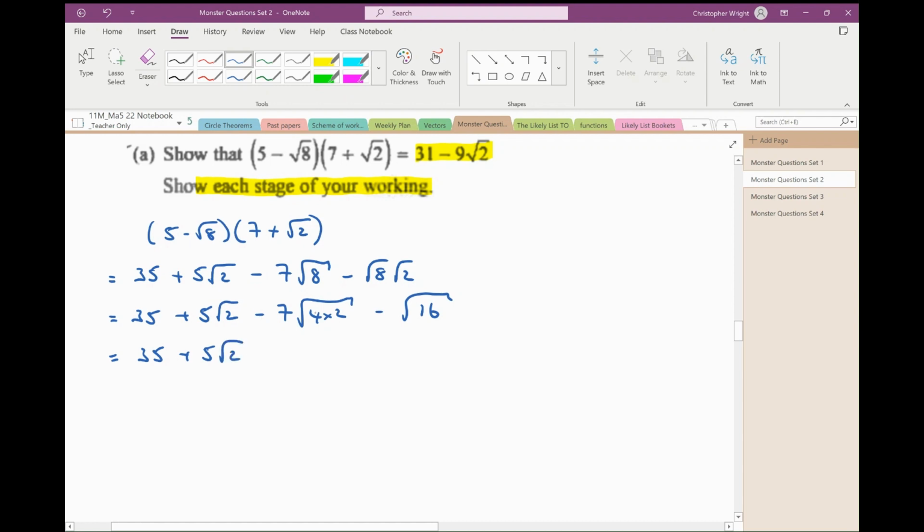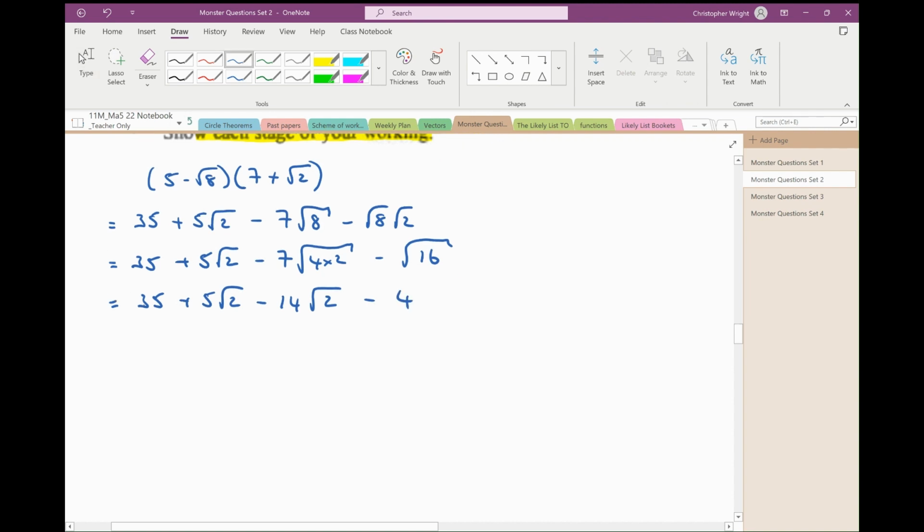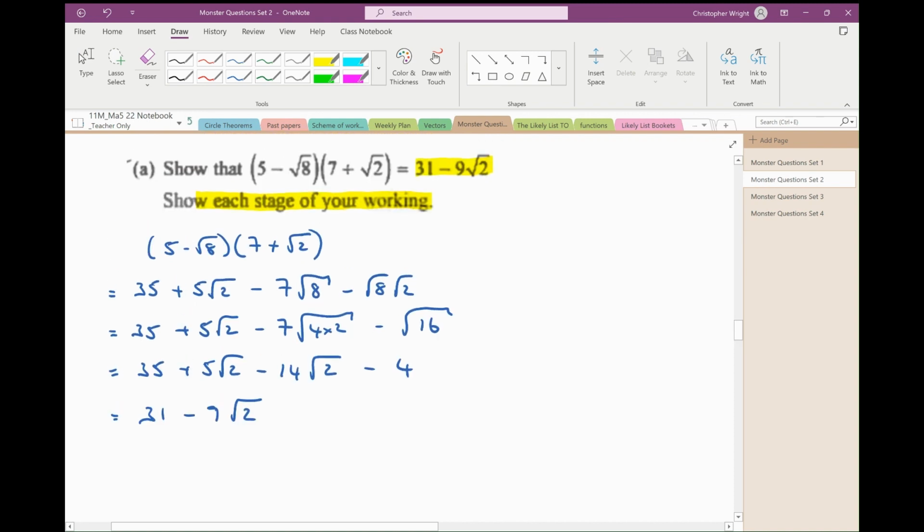Now I can see that I can square root the 4 and pull that out of the square root, which is going to give me 7 times 2, so 14 root 2 here, minus the root of 16 is 4. Okay, 35 minus 4 is 31, plus 5 root 2's minus 14 root 2's is minus 9 root 2. Hope for the best. That is what they asked me to have for my answer.